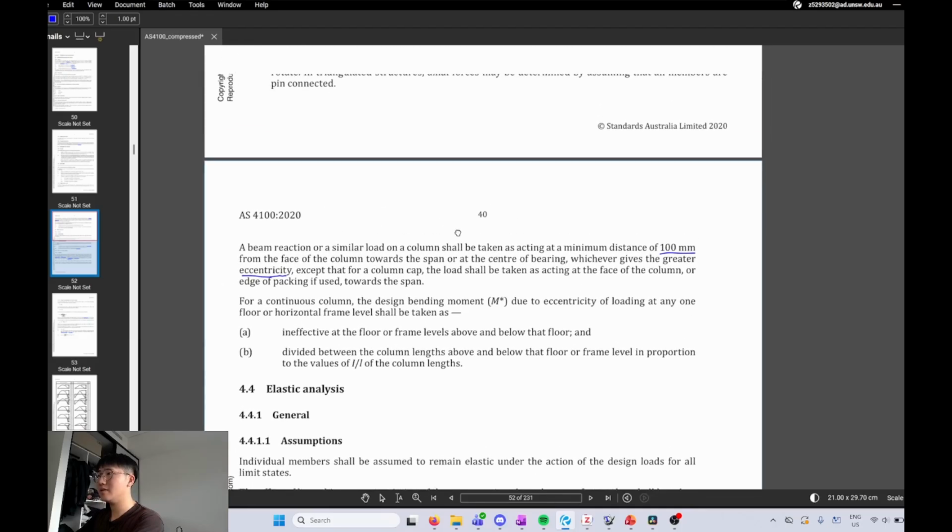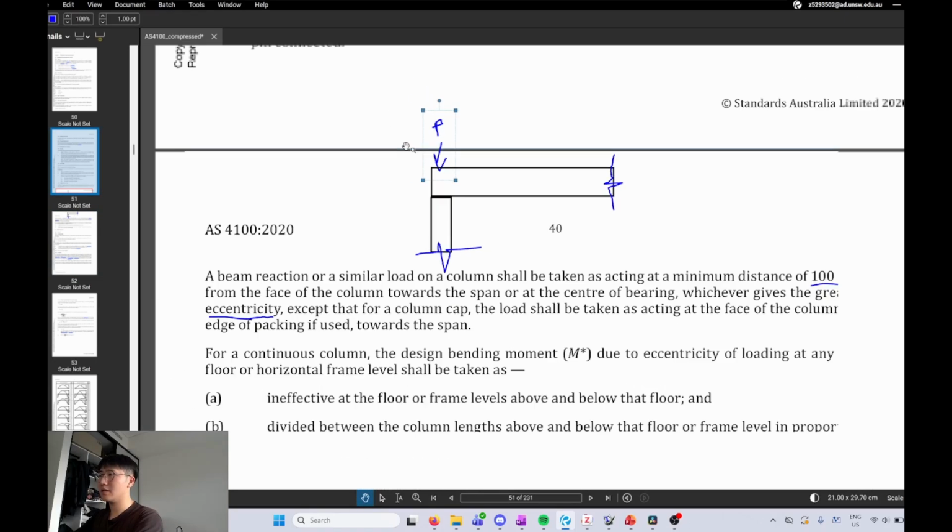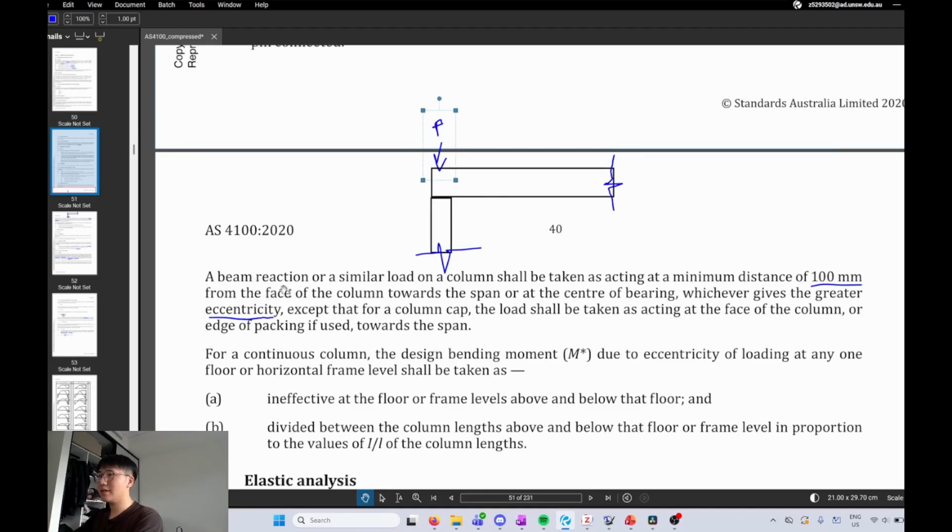Okay, basically your loads on your beam travel into the column, right? And that's through a reaction, right? Okay, the idea is that beam reaction shall be taken as a minimum of 100 mil from the face of the column towards the span or the center of bearing. Right, whichever gives the greatest eccentricity. So you're doing that, okay, and then the distance you care about, the face of the column towards the span, has to be a minimum of 100 mil.